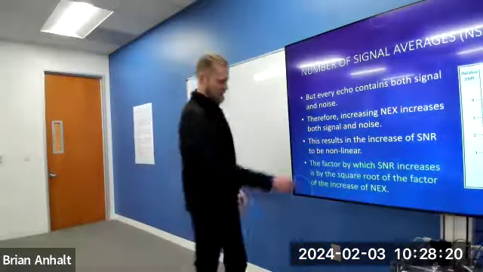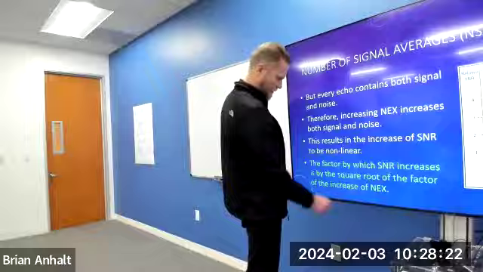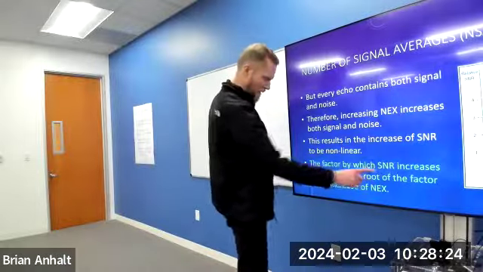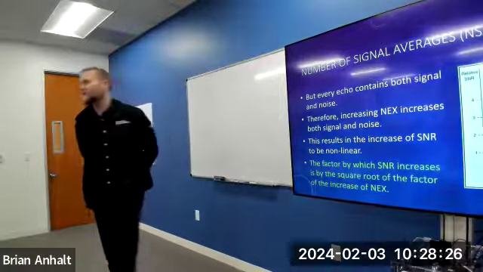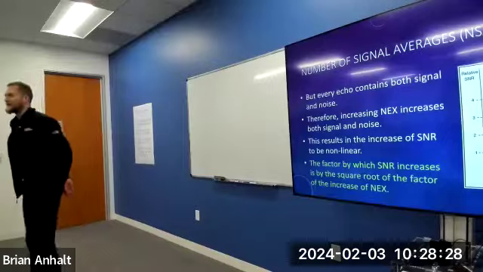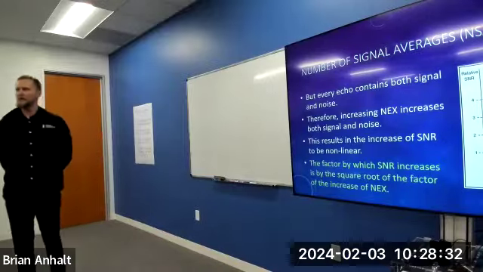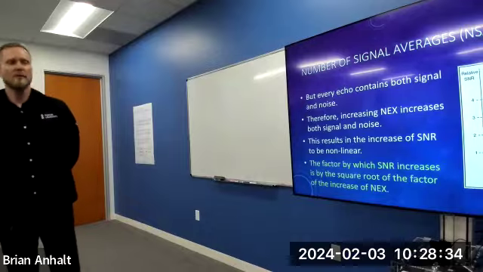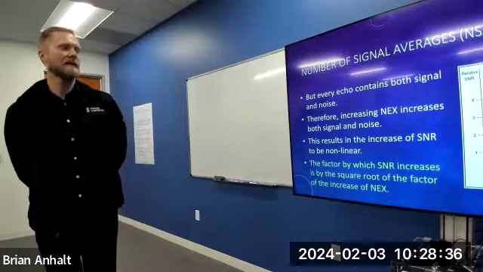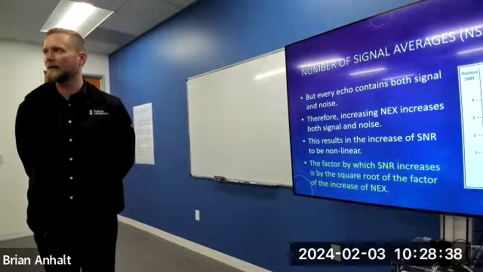So let me state it this way. The factor by which SNR increases is the square root of the factor of the increase of NEX. I know that sounds scary, but you just have to know what am I multiplying my original NEX by to get my new NEX? And if I take the square root of that, that's going to be my SNR increase.